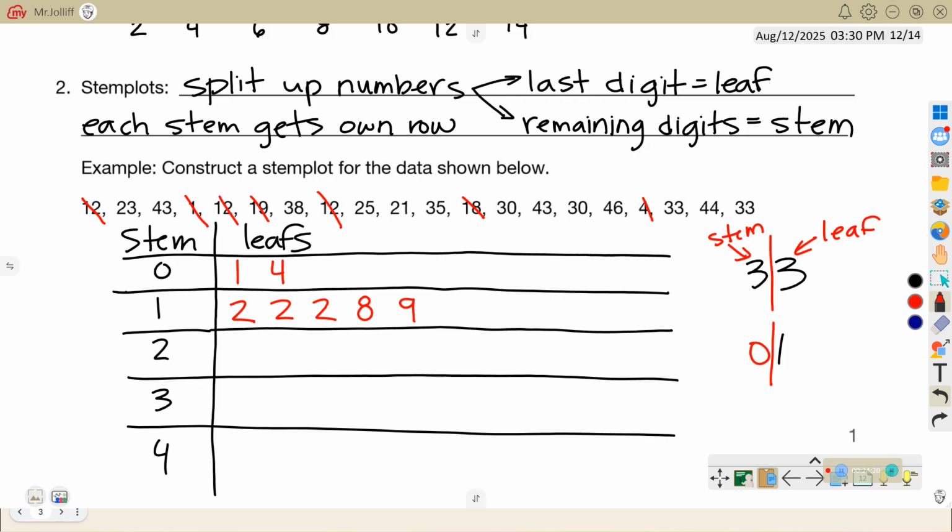And now I need my 2 stems, the ones in the 20s. What's my smallest? 21. Perfect. 23. Okay. 23. And then 25. Perfect.